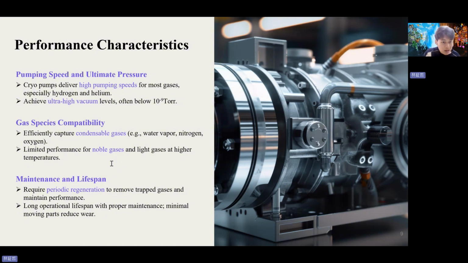One important limitation is regeneration. After operating for some time, gases build up inside the pump, so the pump must be warmed up, cleaned, and cooled down again before use. So cryo pumps give clean and strong vacuum performance, but they need periodic regeneration.